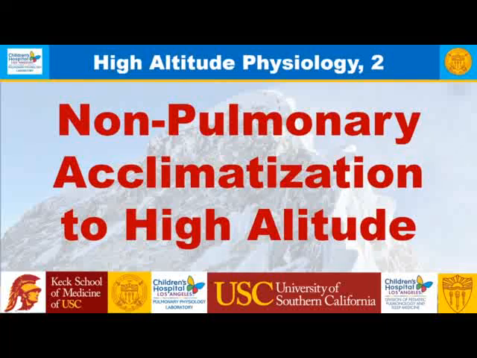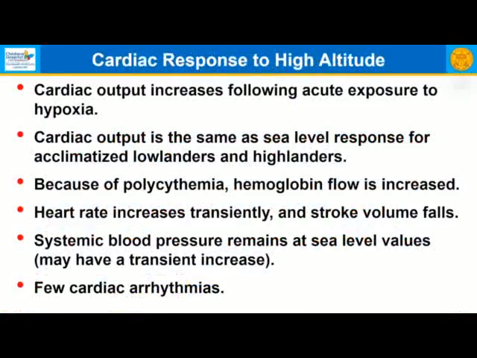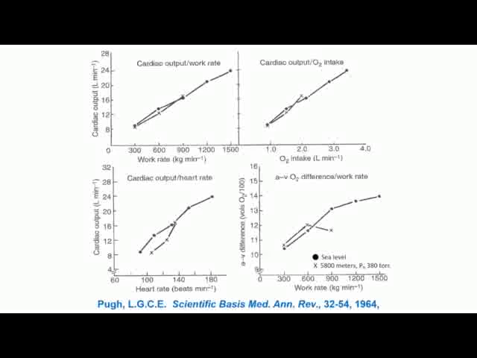Let's talk about non-pulmonary acclimatization to high altitude. So the cardiac response. Cardiac output increases following acute exposure to hypoxia. Cardiac output is the same as the sea level response for acclimatized lowlanders and highlanders. I'll show that in a second. Because of polycythemia, hemoglobin flow is increased. Heart rate increases transiently and stroke volume falls. Systemic blood pressure remains at sea level values, but may have a transient increase. And there are few cardiac arrhythmias in normal individuals.